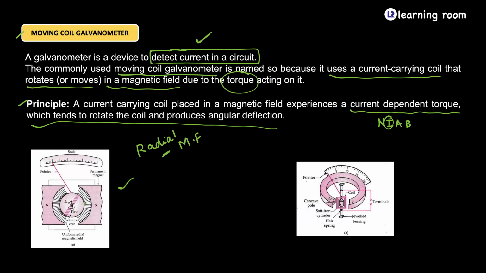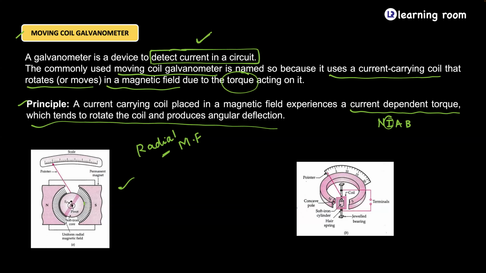Now the next question is, okay, it is experiencing a torque. Okay, let's say that this pointer is coming and standing here. That will happen as long as you pass the current. But when you remove the current power source, what should happen to it? It should say that there is no current, so I'll come back to my original position. Who's bringing it back to the original position?